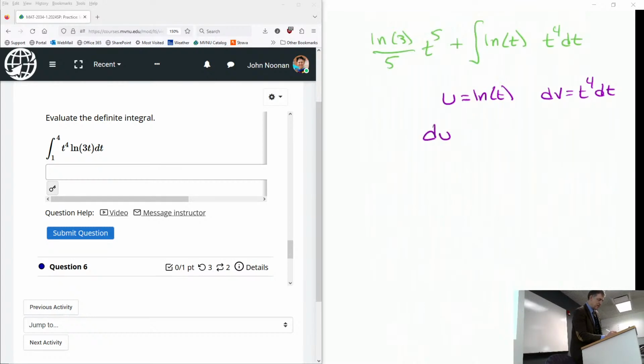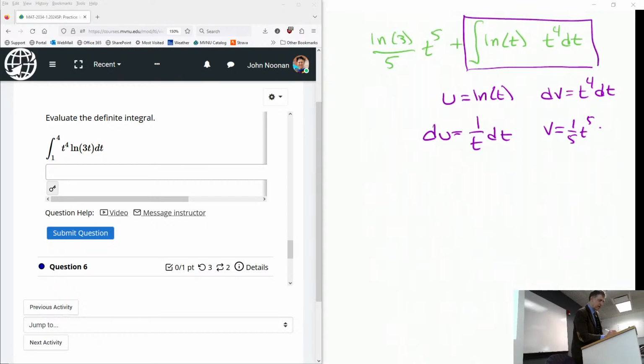That means du is 1 over t dt, and v is the antiderivative of this, which is 1/5 t to the 5th, no dt. So this is what I'm focused on right now. I'm going to ignore the other stuff, the natural log of 3 over 5. We'll put it back in at the end. To remind me, I'm going to do this. There. We'll put it back when we get down there.